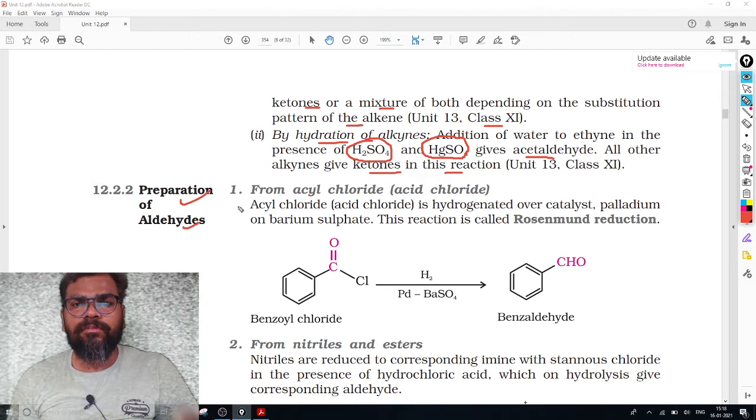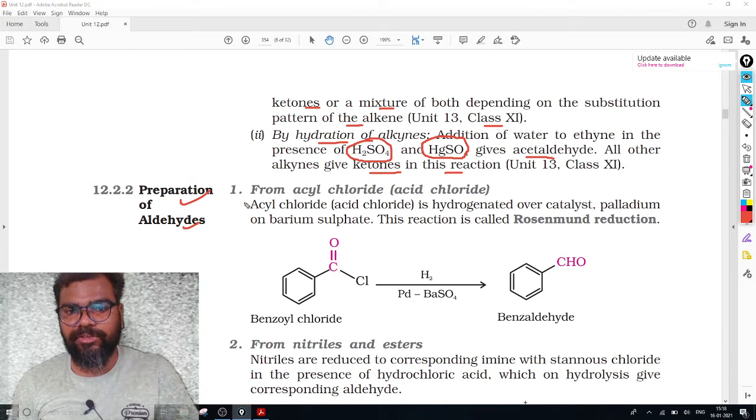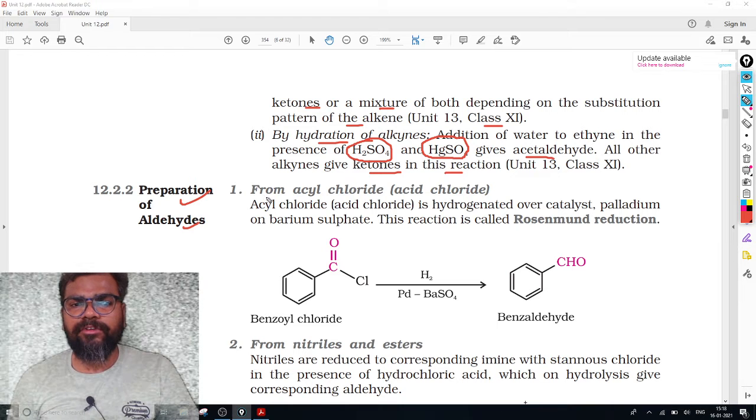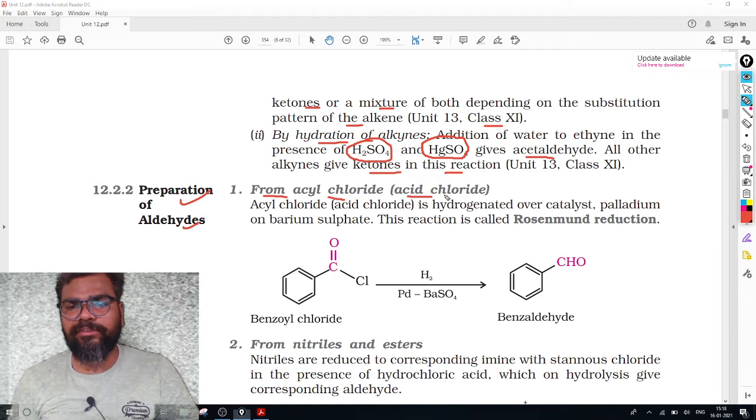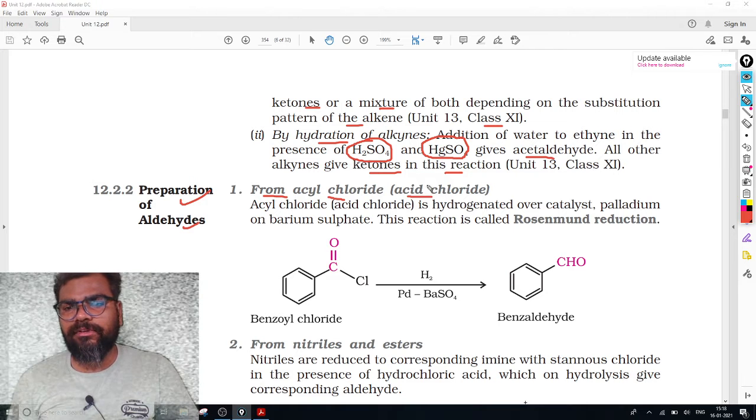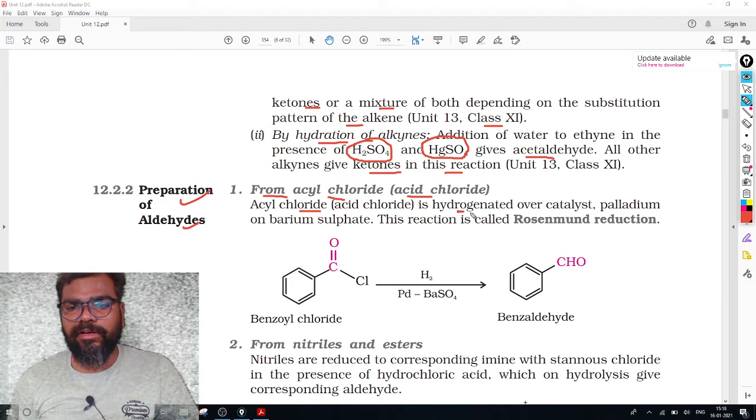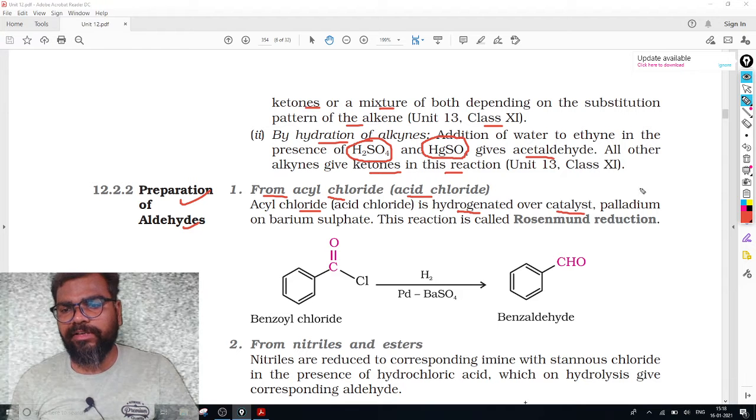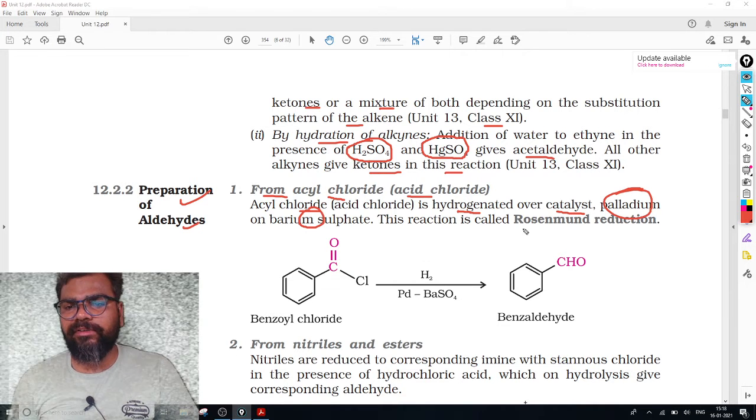Now we'll be starting today the preparation of aldehydes, and then the preparation of ketones. So, preparation of aldehydes: the first one is from acyl chloride or acid chloride. Let us discuss it. Acyl chloride is hydrogenated over the catalyst, palladium or barium sulfate, and this reaction is called a Rosenmund reaction.